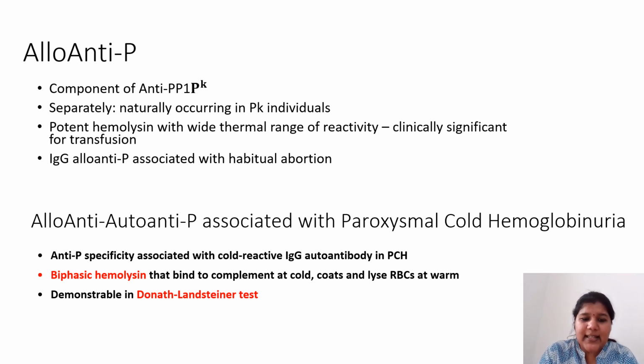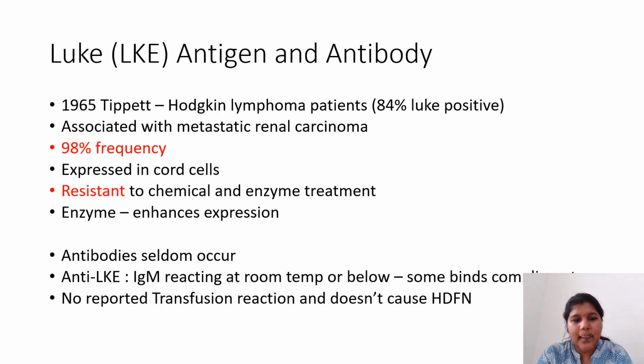The anti-P specificity is associated with a cold reactive IgG autoantibody. It is a biphasic hemolysin. It will bind with complement at cold temperature and lyse the RBC at warm. This can be demonstrated by the Donath-Landsteiner test.